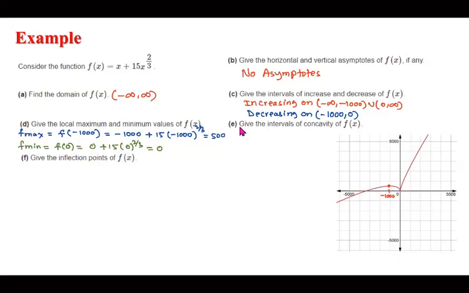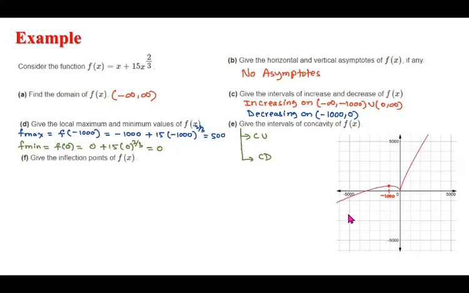Now, if you look at E, the question is to give the interval of concavity. Just like in the previous one, when we talk about concavity, we have to write where it is concave up and where it is concave down. I'll write CU for concave up and CD for concave down. If you look at the graph carefully, you can find where it is concave up or concave down.